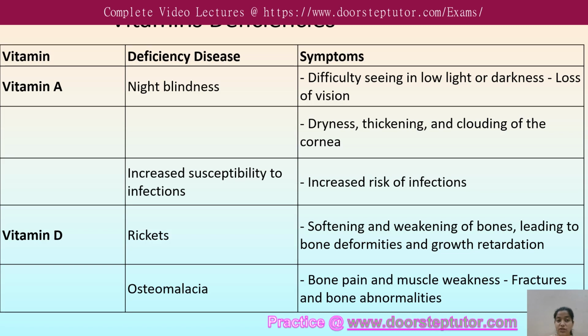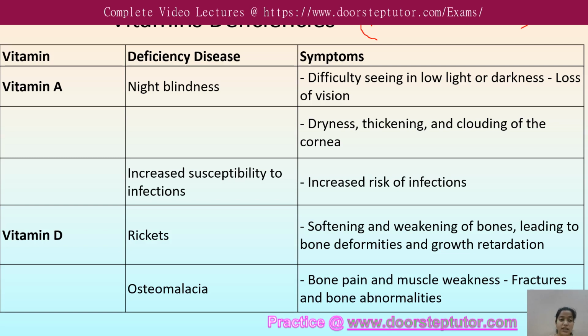Let's move to the deficiencies of vitamins and minerals. While discussing, we specifically mentioned that vitamins are required in our body in small amounts, right? So these are micronutrients of our body, right? And the absence of these micronutrients from our body causes various deficiencies, right?